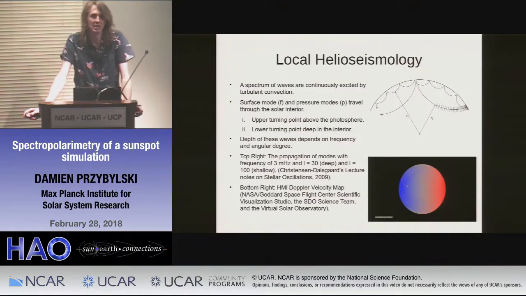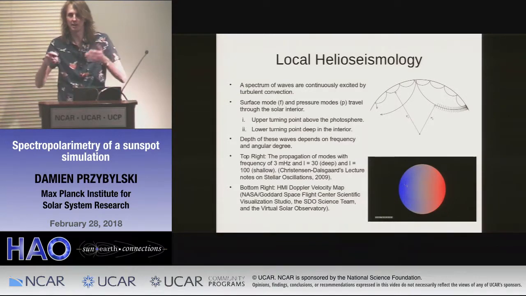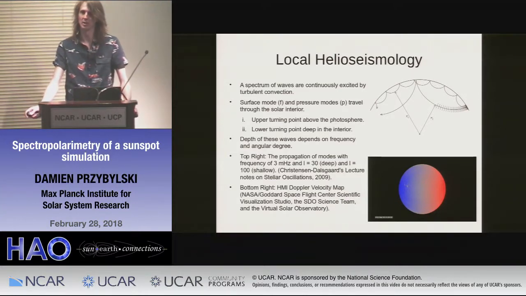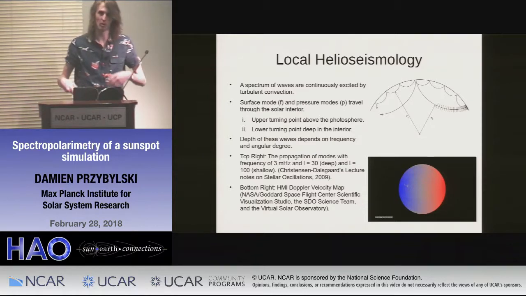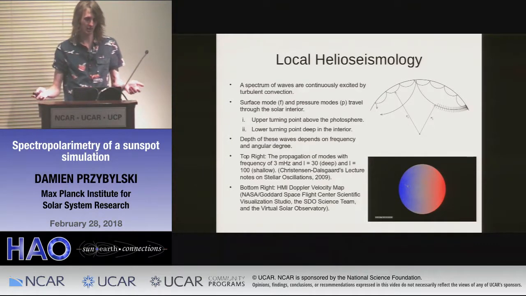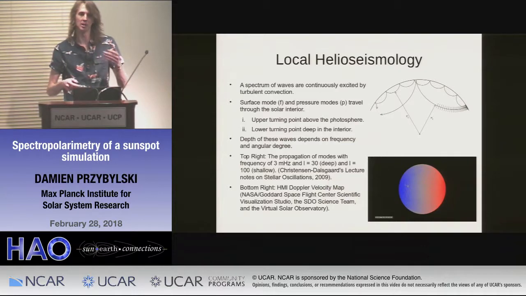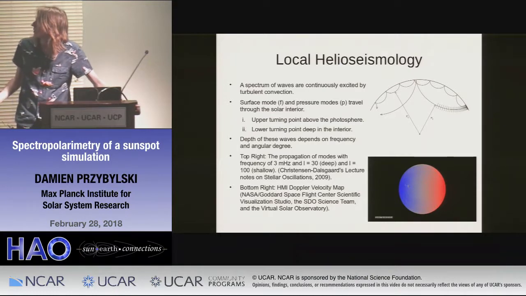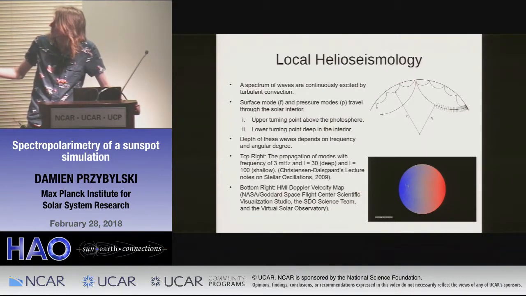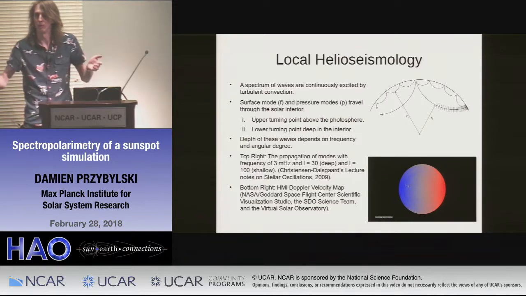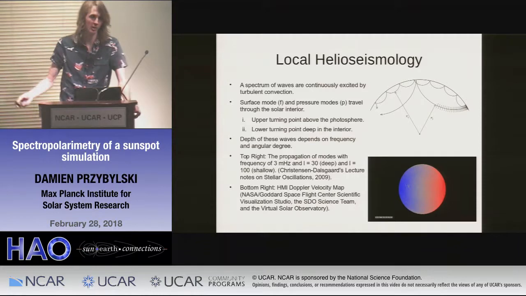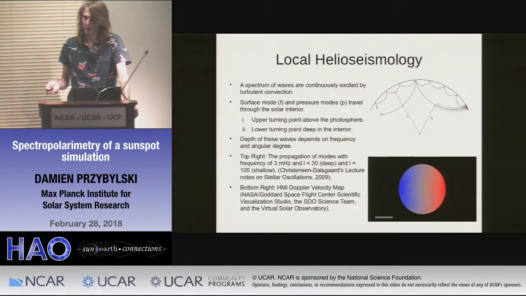So what is local helioseismology? In the sun, in the convection zone, we have this stochastic generation of sound waves, which we can use as sources to perform seismology. These are the surface modes and the pressure modes, and these bounce around inside the sun. The picture at the top right shows how a pressure mode would travel through the sun. We have different wavelengths and different frequencies, and these can be shallower surface modes or deeper interior modes. The depth these waves travel depends on their wavelength and their frequency.